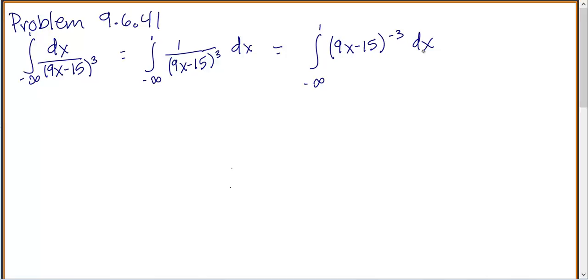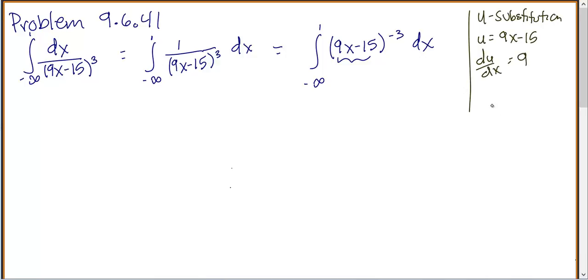Now at this point, I look at this and I'm saying, okay, this is 9x minus 15. I'm going to have to use u substitution. We'll come over here for my u substitution. And I'm going to say u equals this 9x minus 15. The derivative of that would just be 9. And we can solve for du and say du is 9 dx.